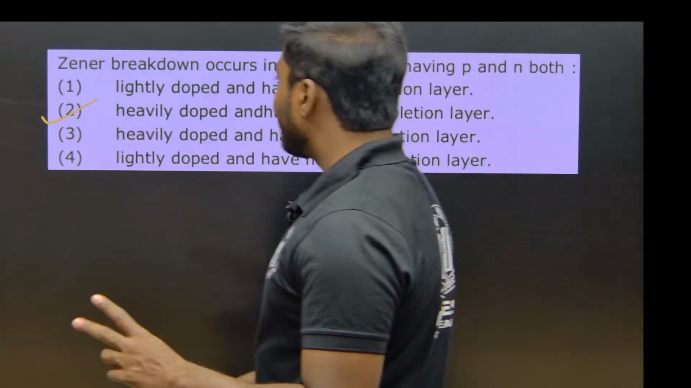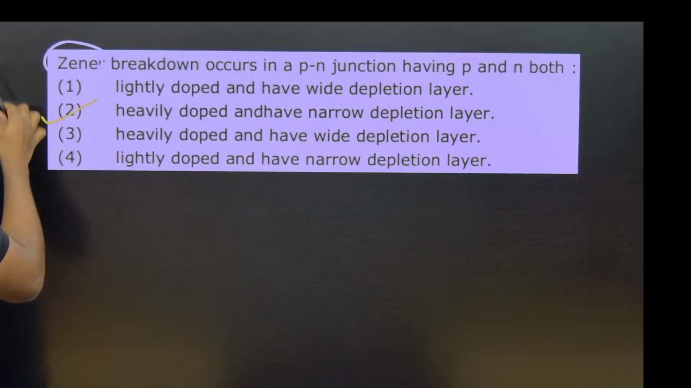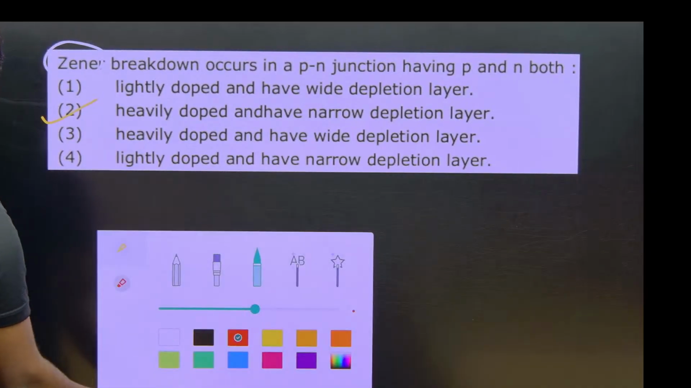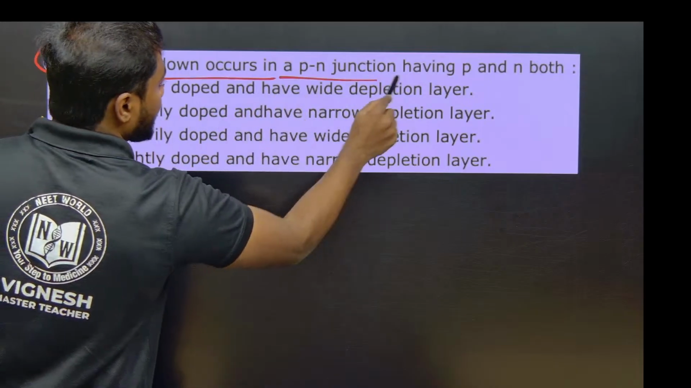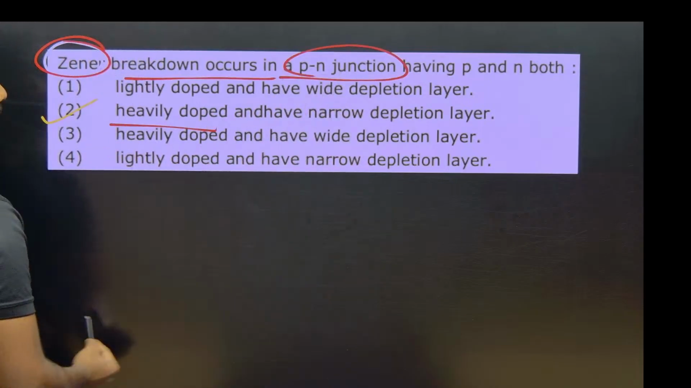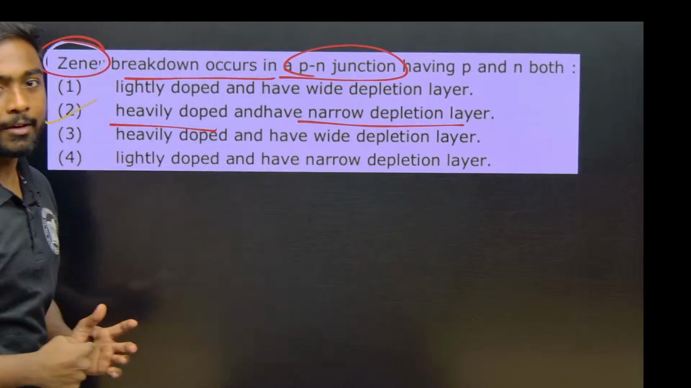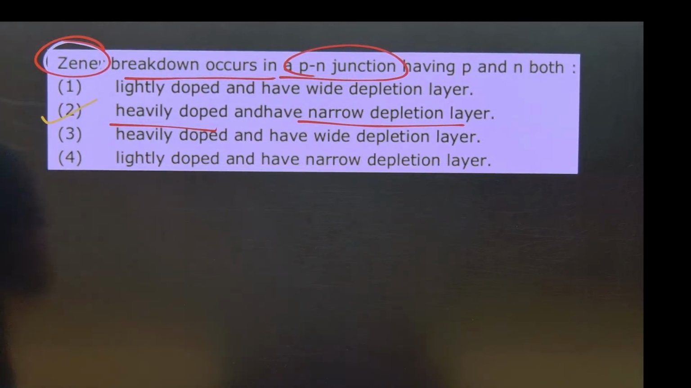Keep in mind whenever we are seeing the Zener diode, the breakdown occurs at a PN junction that is heavily doped with a narrow depletion layer. Okay. We'll go for the next question.